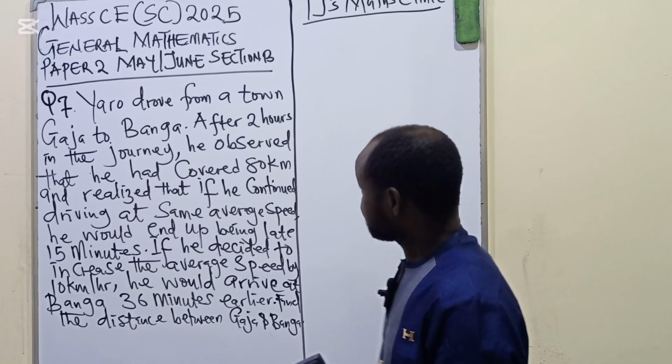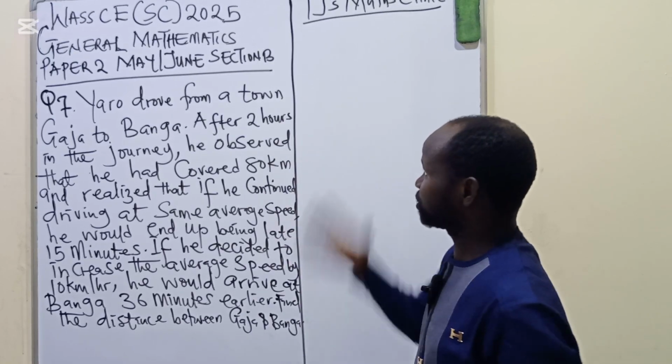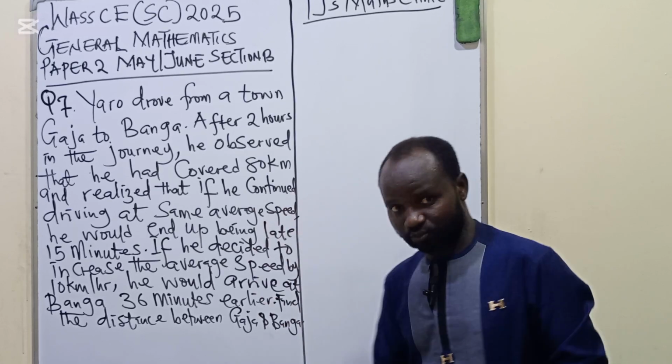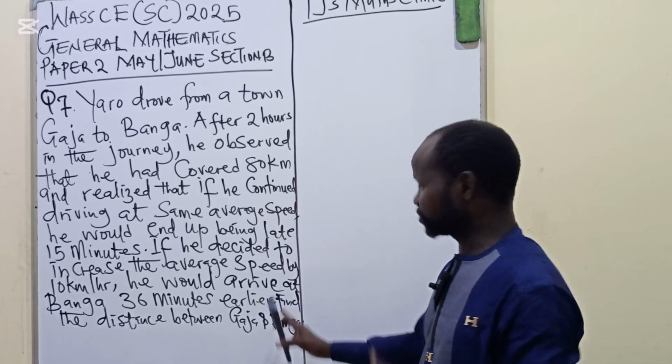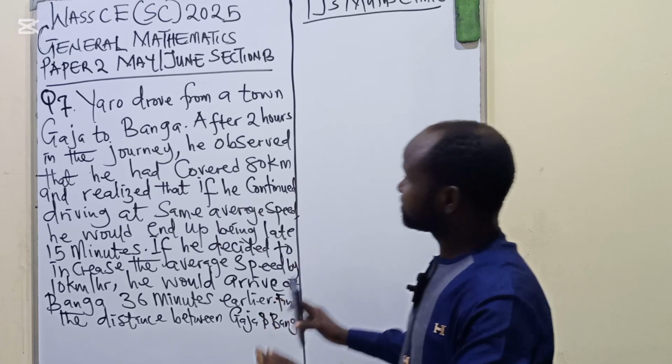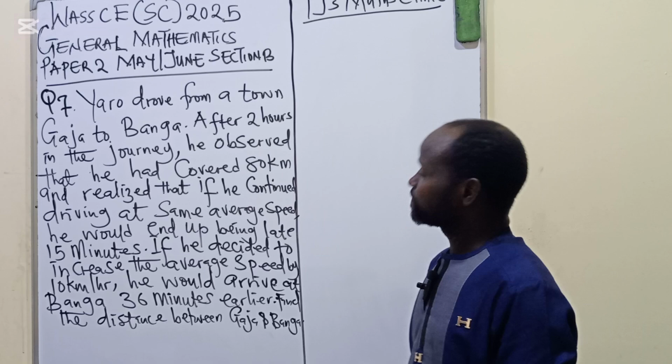This is General Mathematics, that is Core Mathematics, Paper 2, May/June, Section B. With us here is question 7. Let's consider this question 7. This question 7 carries 12 marks. Let's look at this question 7.